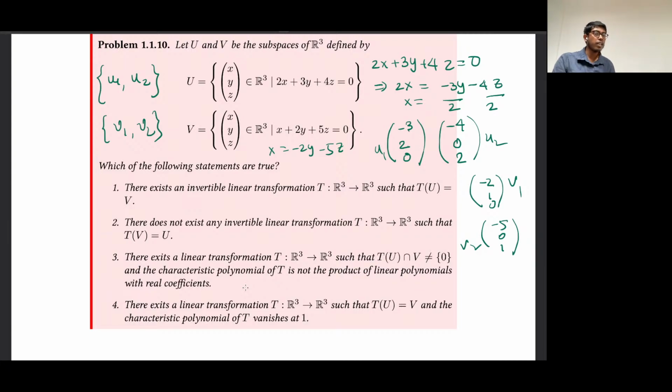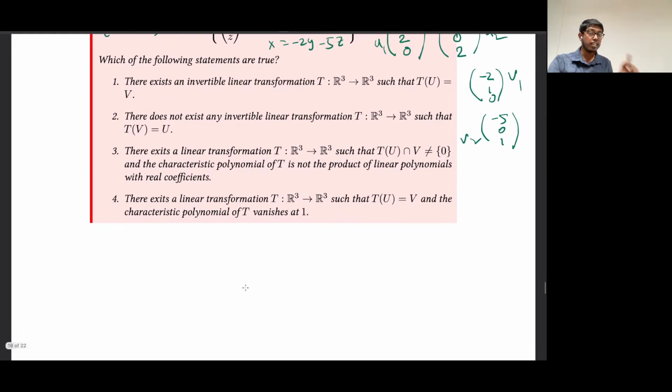Okay. Such that T of U equals V. And it is an invertible linear transformation. What will I do? Again, as I told, I will just use the theorem that I have just stated. So I'll send T of U1 equals V1, T of U2 equals V2, and note that V1 and V2 are linearly independent.